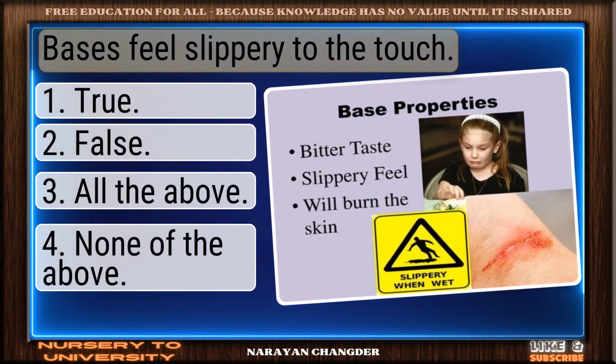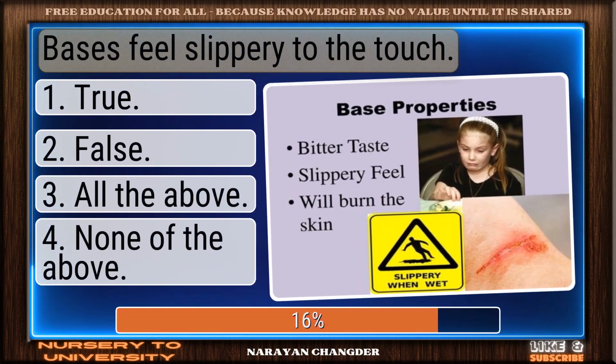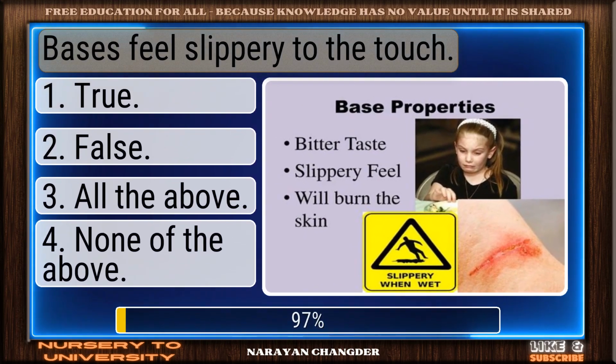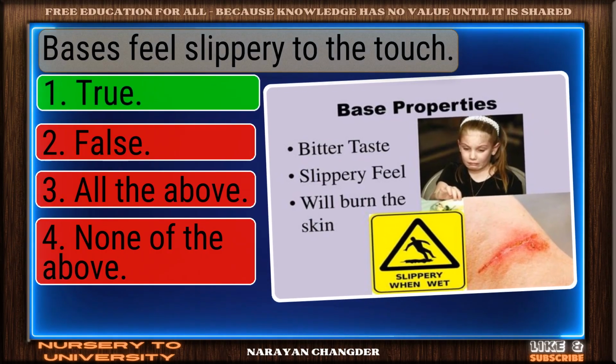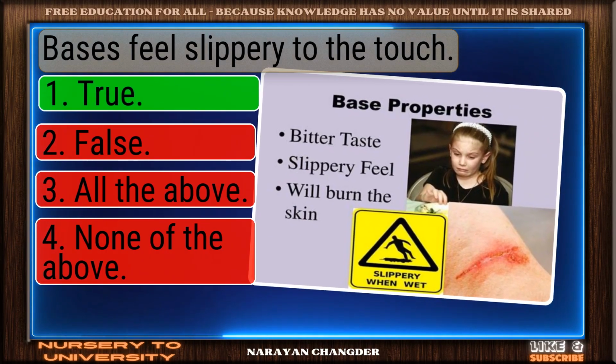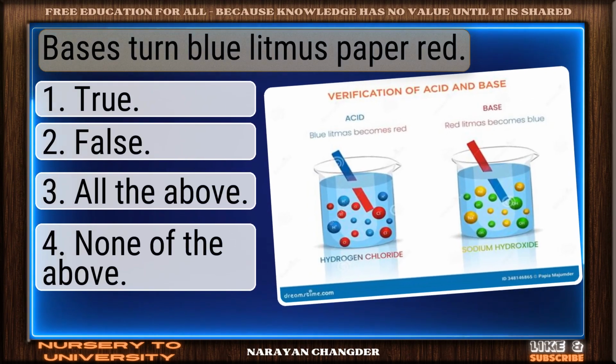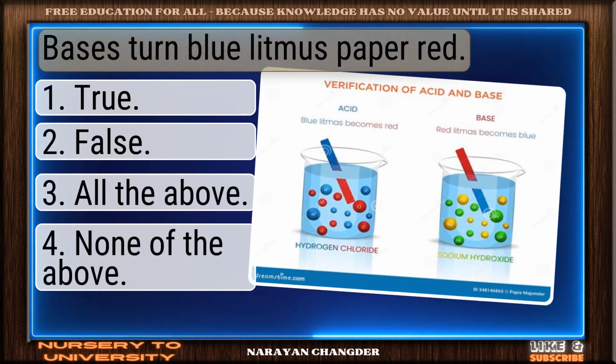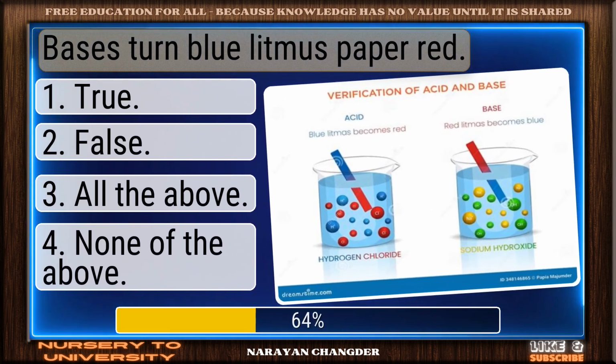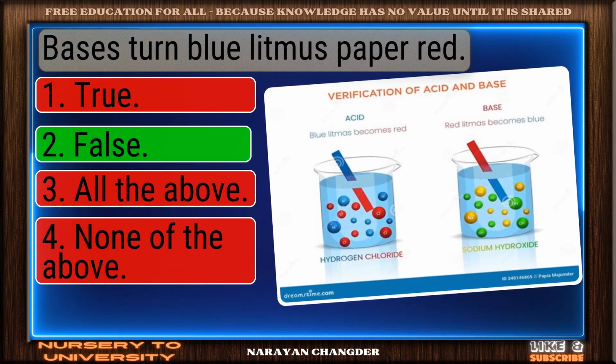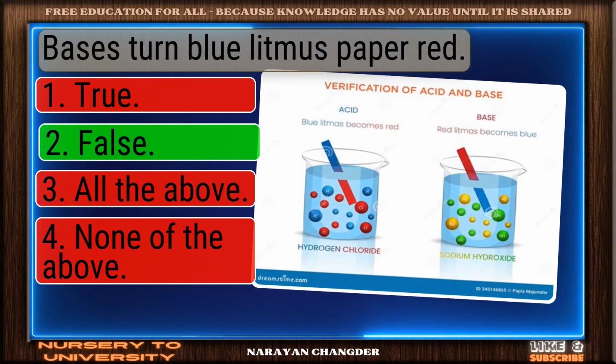Question number 111. Bases feel slippery to the touch. Great thinking. True is the right choice. Question number 112. Bases turn blue litmus paper red. Well done. False is the right choice.